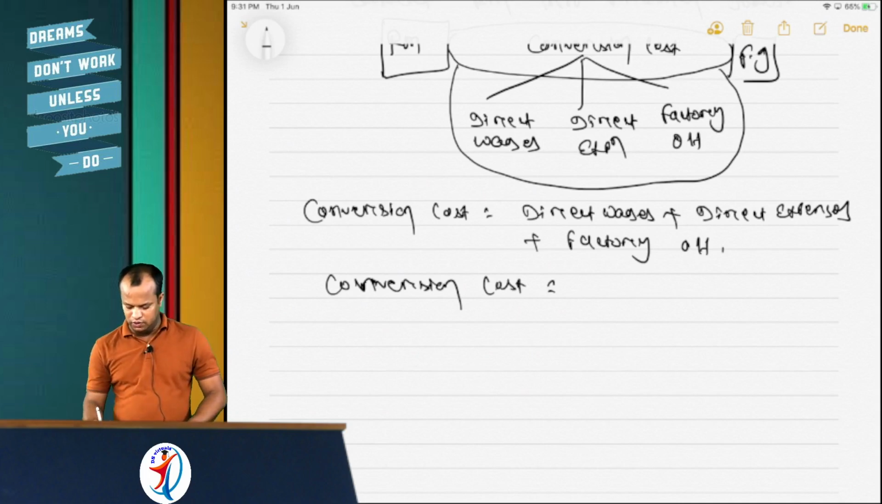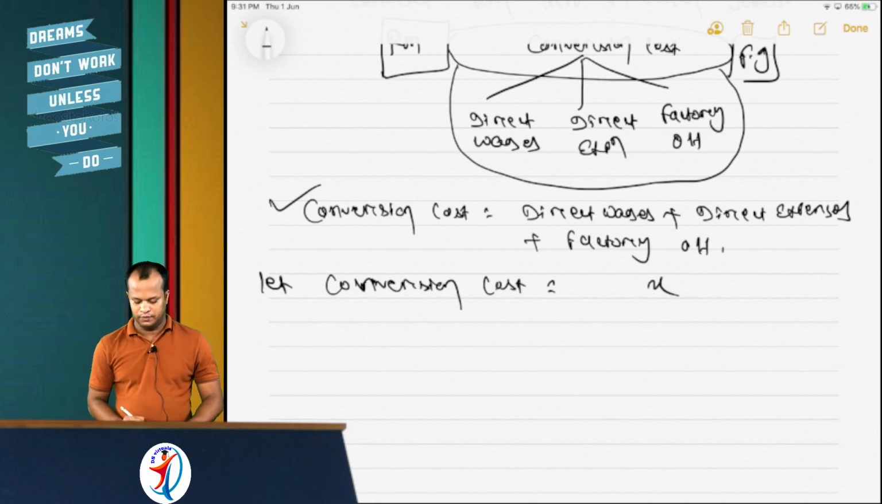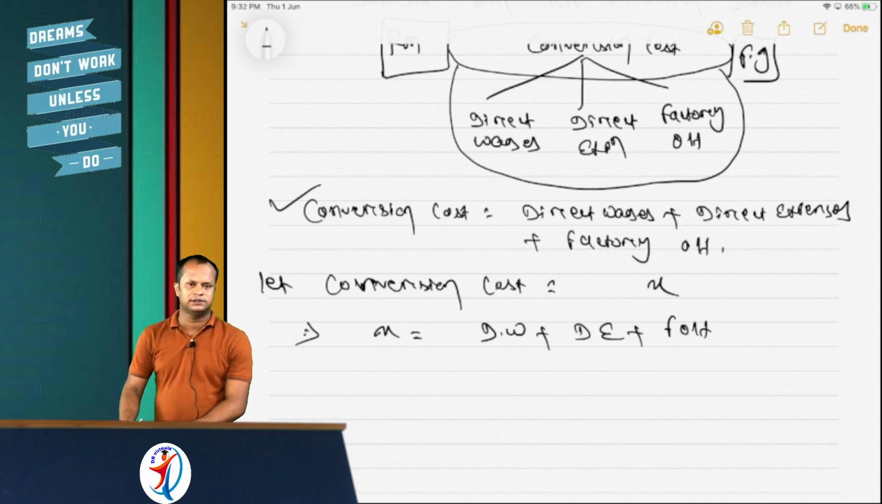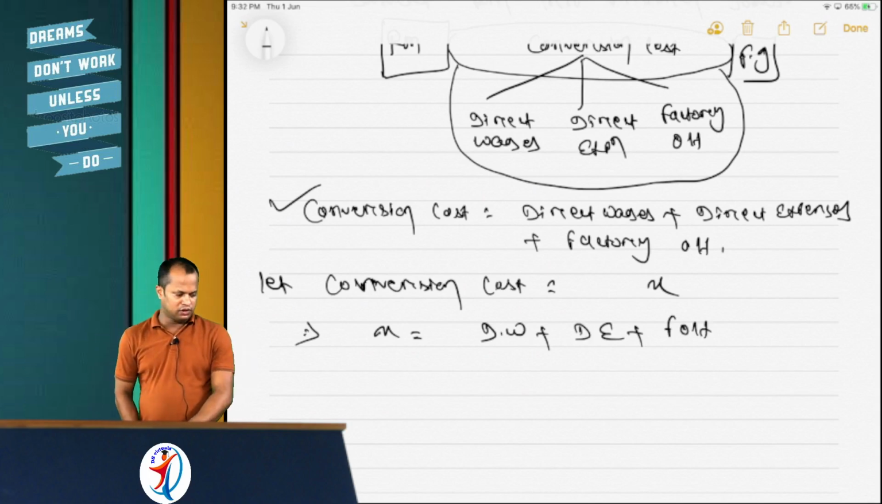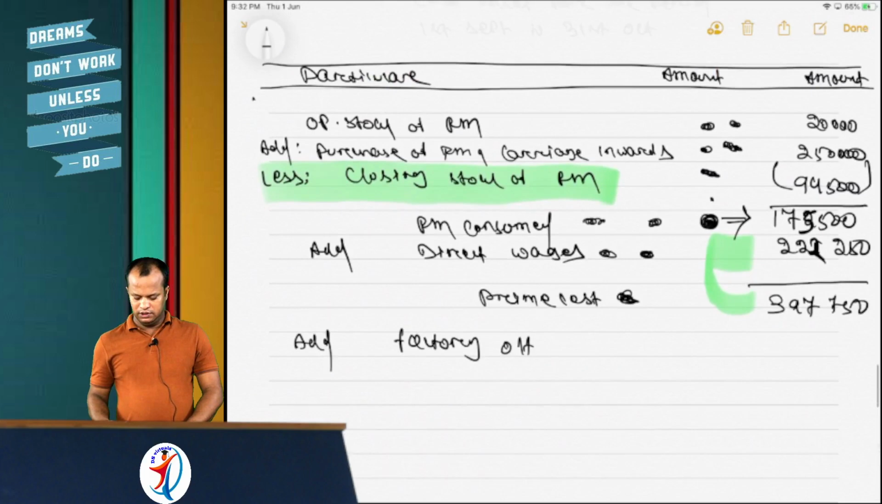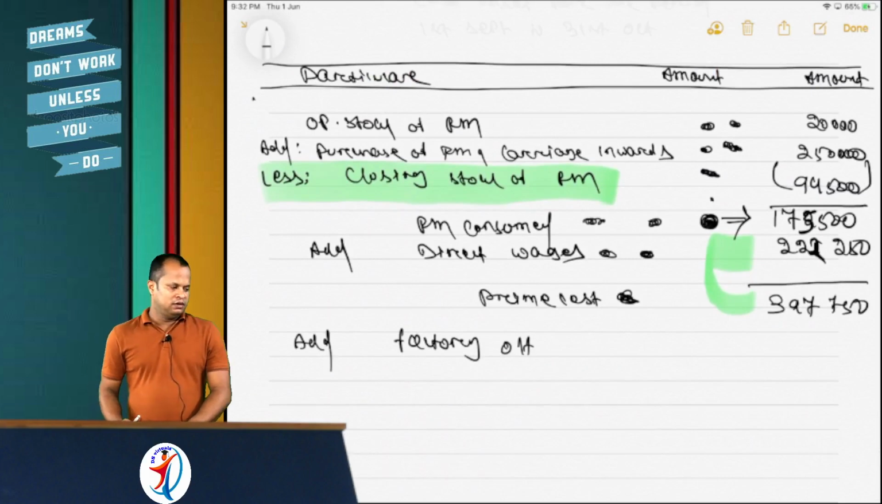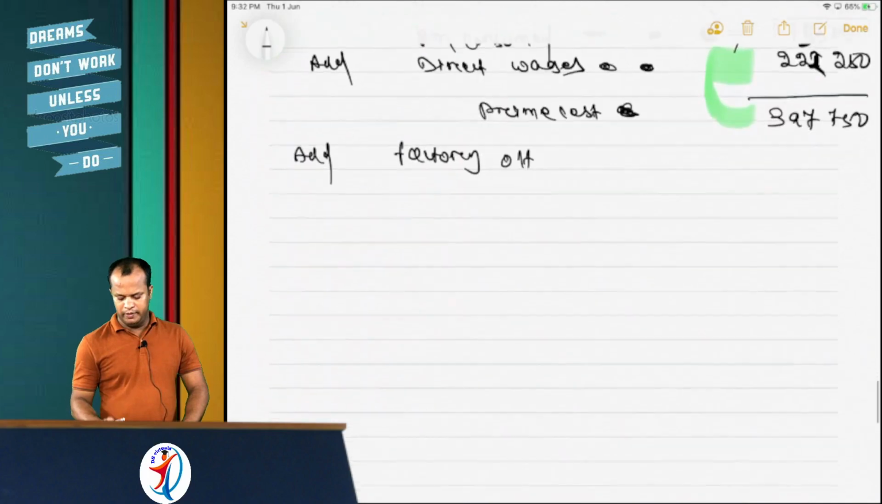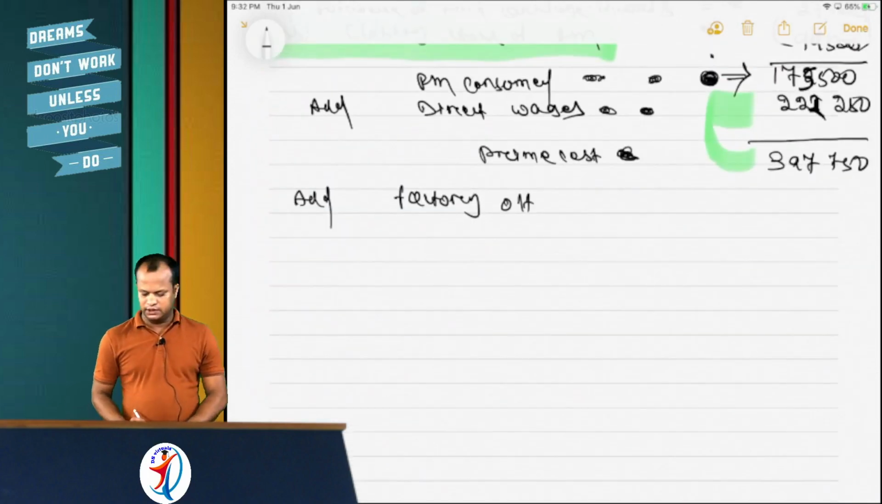So conversion cost is equal to direct wages plus direct expenses plus factory overhead. So let conversion cost be X. Imply that X is equal to direct wages plus direct expenses plus factory overhead. Factory overhead here is called indirect manufacturing cost. But in this question, there is no direct expenses. Have you marked it?